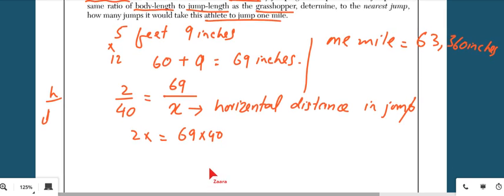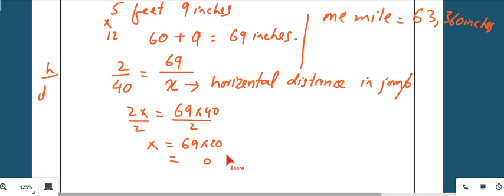Okay, and then let's divide them. When I divide both sides by 2, I will get x equals 69 times 20. What is 69 times 20? It's 1380. So in one jump, the athlete will cover 1380 inches. Clear? This is in one jump.